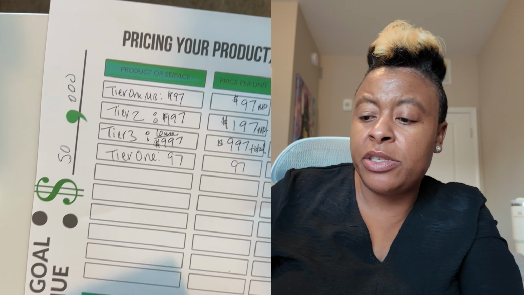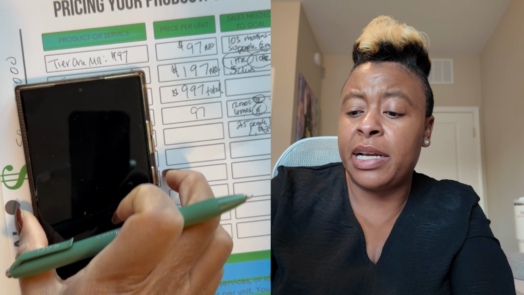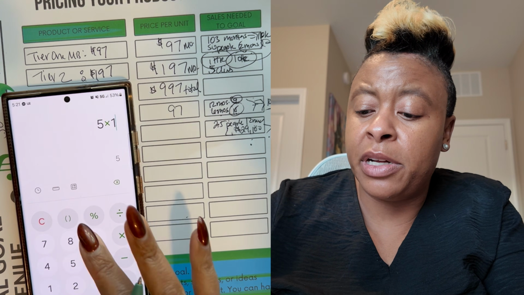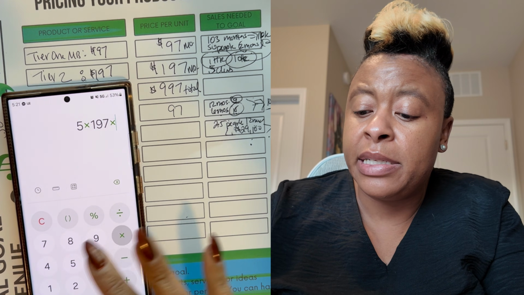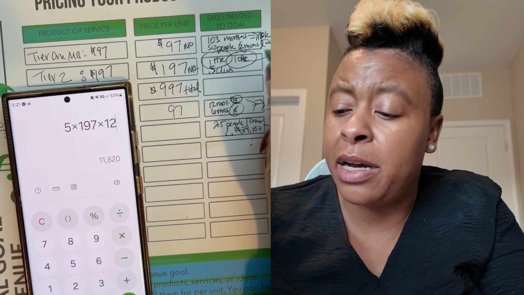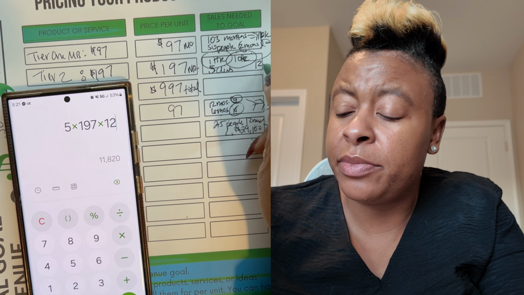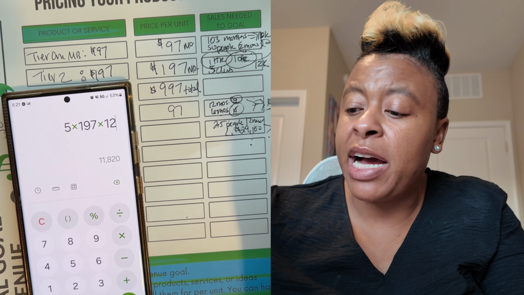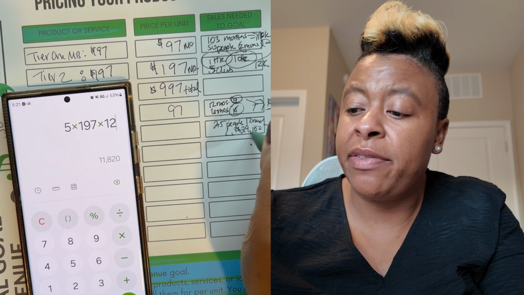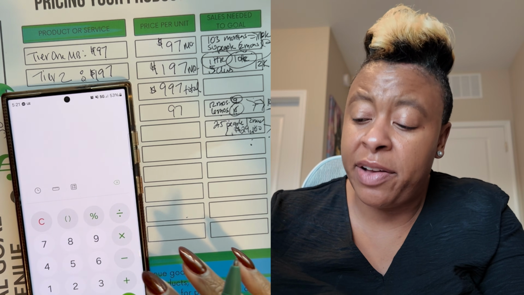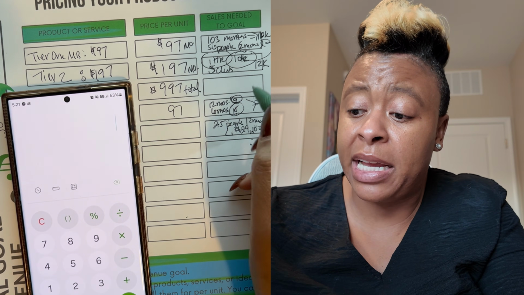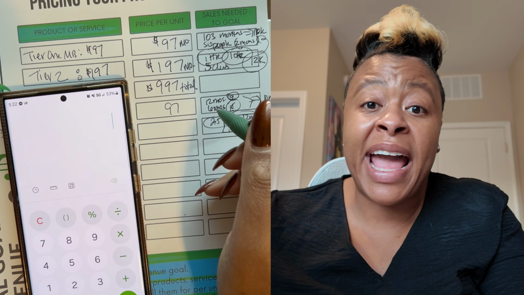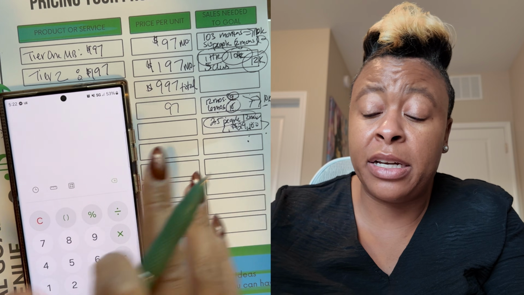All right. So if I've got 5 clients each month times $197 times 12, that gets me right at $12,000. Okay. So now I've got $30,000 from here. I've got $12,000 from here. So I've got about $42,000 that I can make if I can get this number and this number. So therefore I only have $8,000 left that I'm trying to come up with.